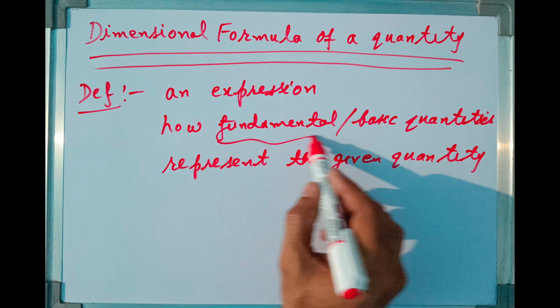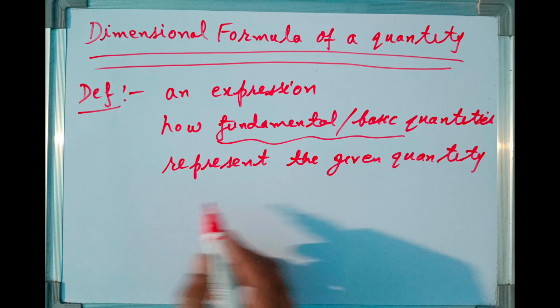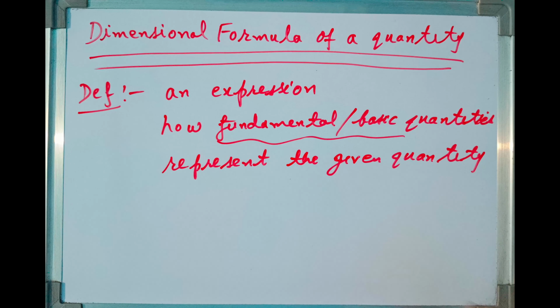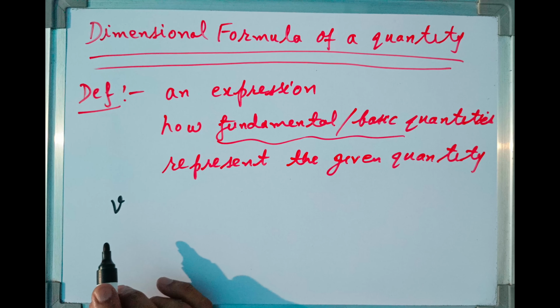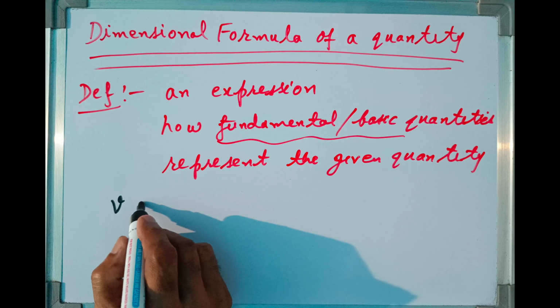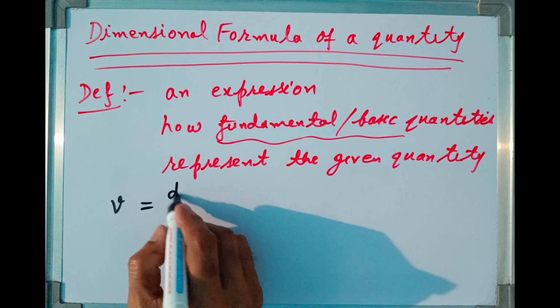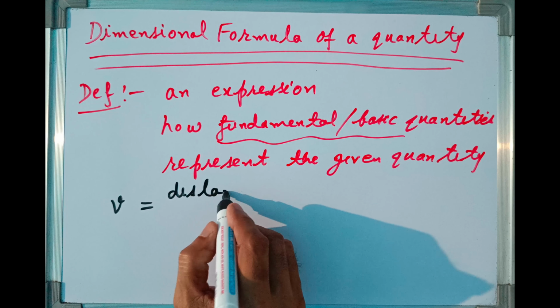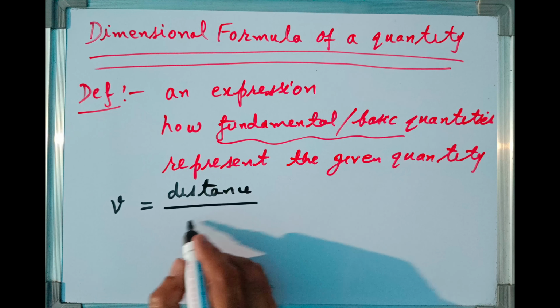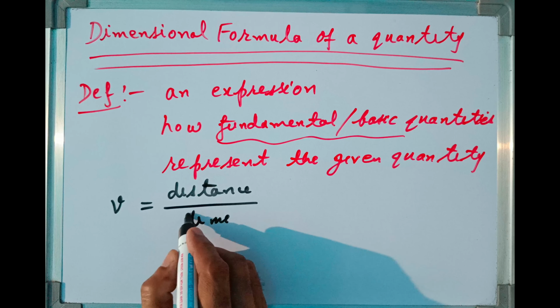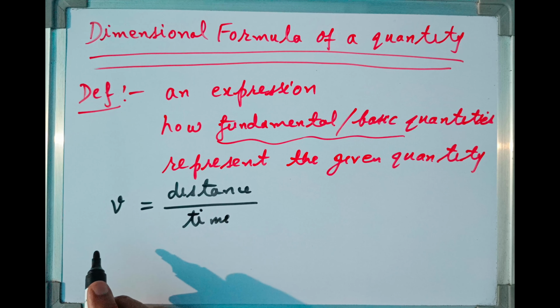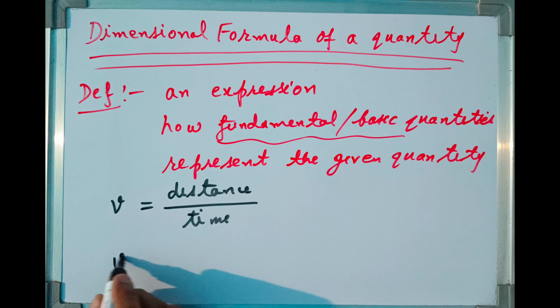Fundamental means mass, length, and time. Let me take an example in order to understand this definition. Suppose the quantity is speed of a body. I want to find dimensional formula of speed. First of all, I will consider its definition. Speed is defined as distance divided by time. Using this definition, I can find dimensional formula of speed.